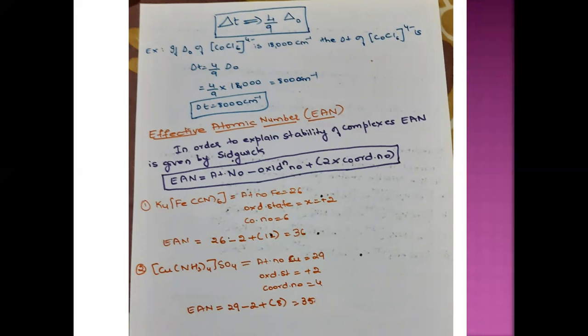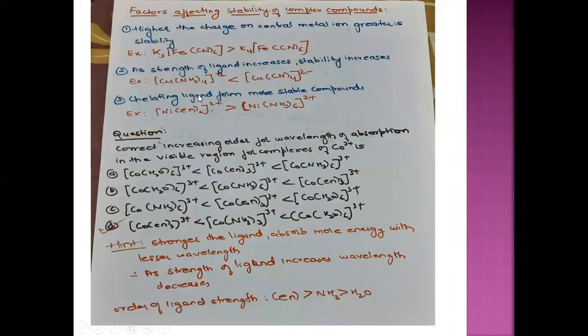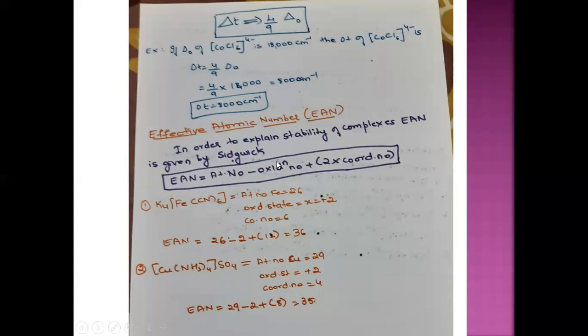How to find effective atomic number, given by Sidgwick's formula. EAN is given by atomic number minus oxidation number plus 2 times coordination number. How do you find the oxidation number of the central metal atom? You know how to find the coordination number based on the number and type of ligand present. So once you know the atomic number, the oxidation number of the central metal atom, and the coordination number, you can easily find the EAN.